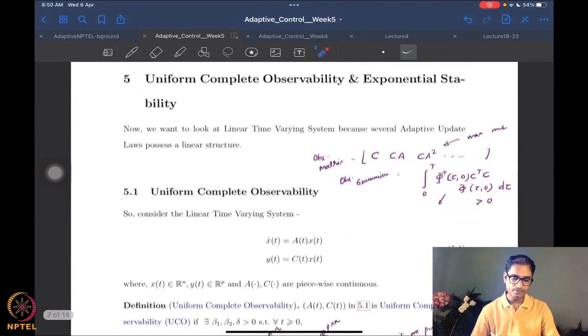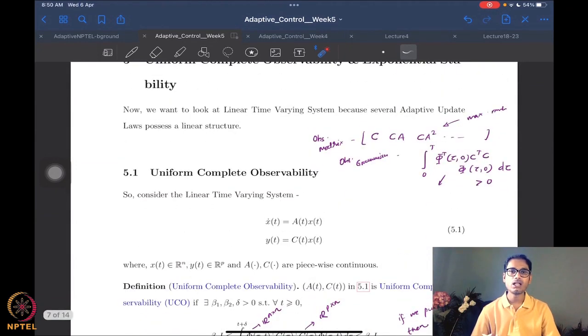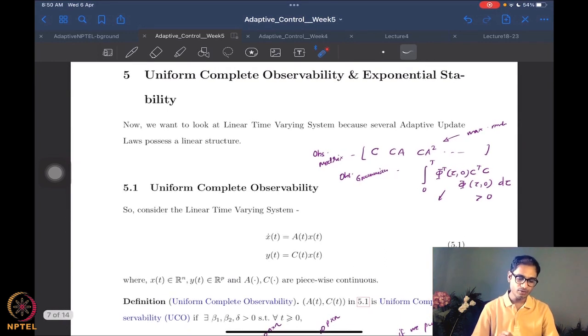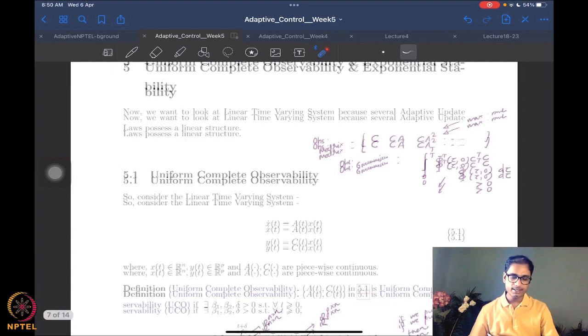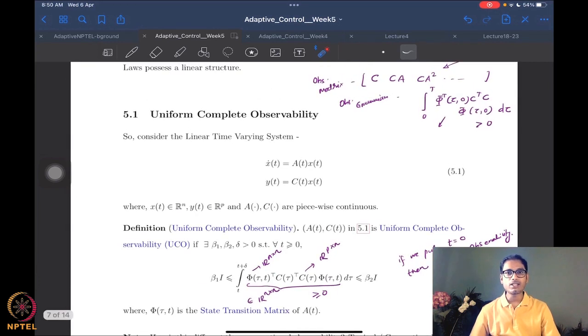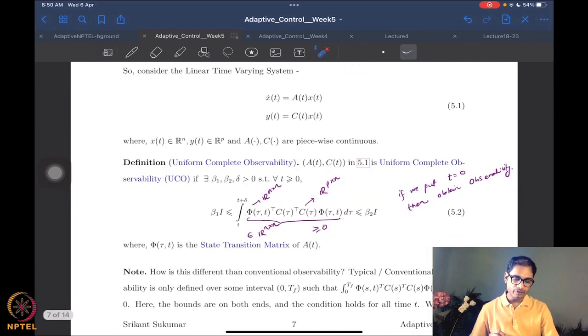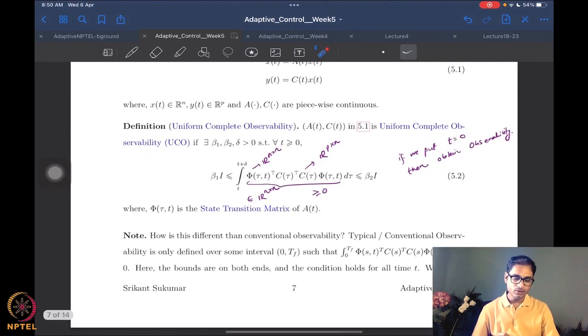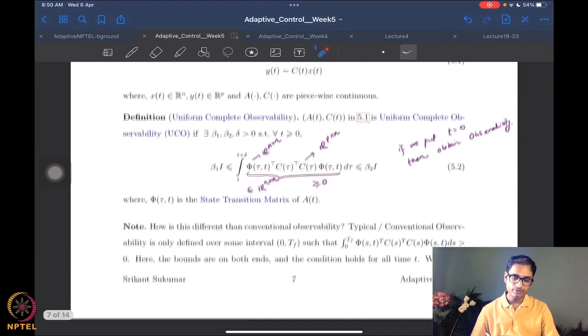All right. So then we went on to establish more definitions, which we are going to use subsequently. The first is that of uniform complete observability. We defined what is uniform complete observability, and now we have specialized to linear time varying systems, because we use state transition matrices and such. We use something that looks like an observability Gramian, but is of course a more strict requirement than observability itself.